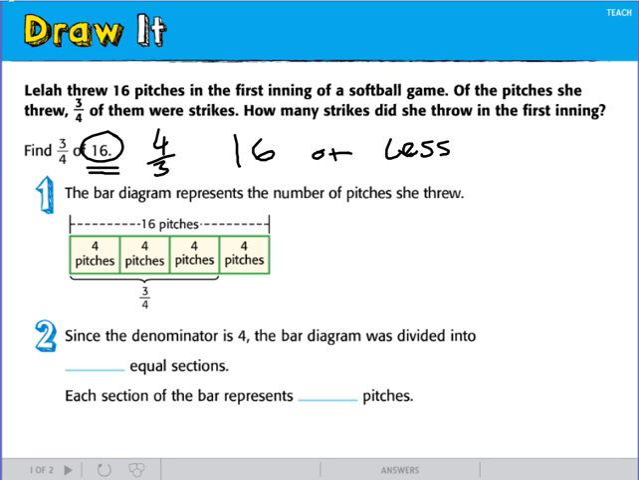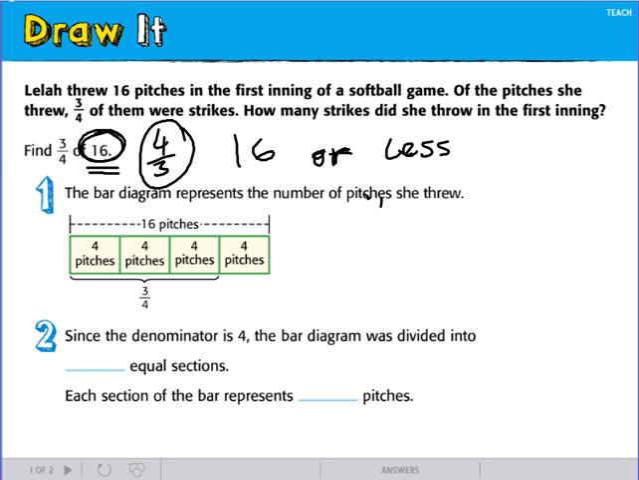Not exactly. But if we went 4/3, this is more than 1. Right? Because 4/3 is equal to 1 1/3. Okay? Because it's more than 1, this is 1, and then you would have the part on top of it. So it would be more. So anytime that your fraction is less than 1, like in this case, it's 3/4, which is less than 1, our answers have to be 16 or less. And it actually has to be less because 3/4 is less than 1. Okay?